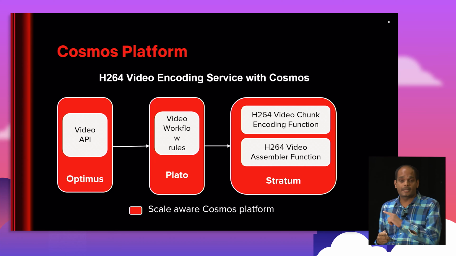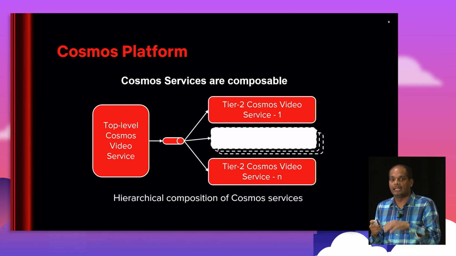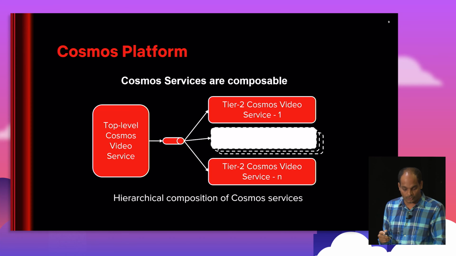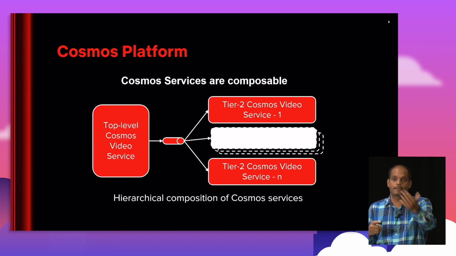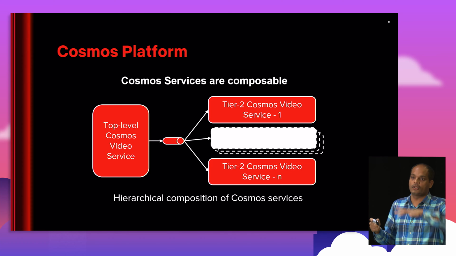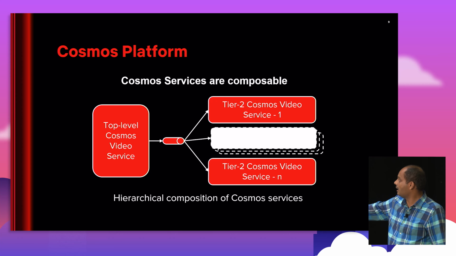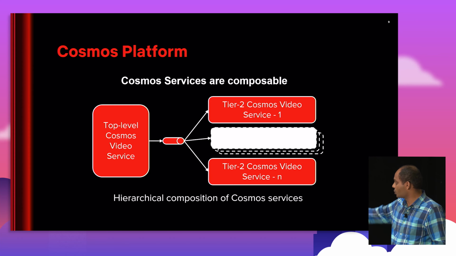And also, there's another aspect where the Cosmos services can be hierarchically composed, so that there's a boundary. Each Cosmos service is mostly domain specific, like we've seen before for H.264 video encoding. Similarly, there's an audio service, text processor service, inspection service. Each has its own Cosmos service. And the top level Cosmos service can compose them like this, where a workflow at the top level can call a lower level service, which is shown here.